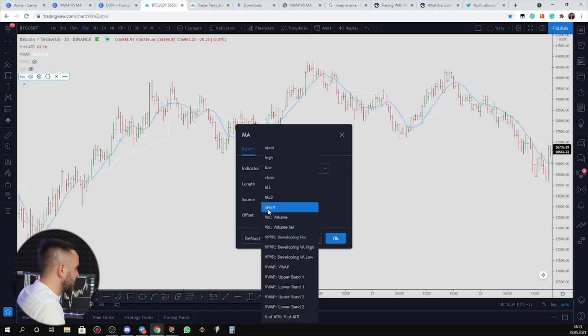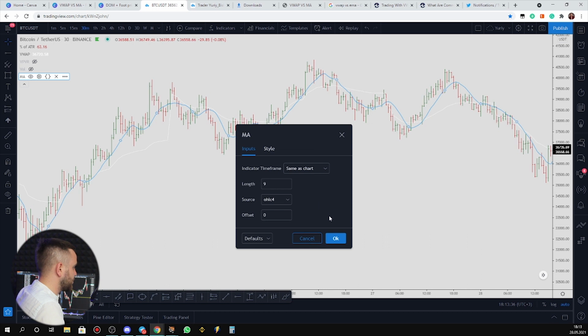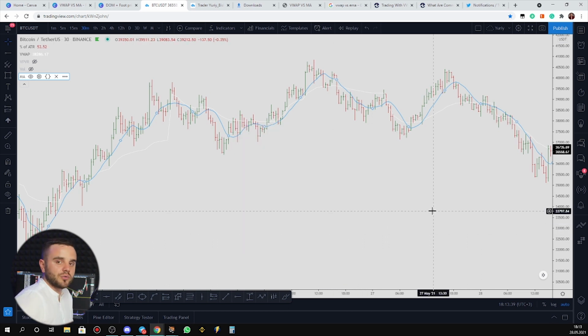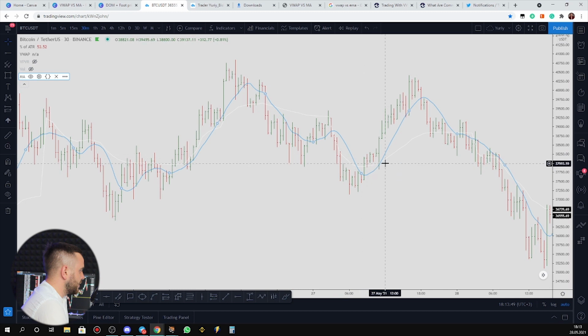Open-high-low-close is the average price of a candle. That means it doesn't matter where most of the trades happened. Most of the trades could be concentrated in one part of the candle. Take a look at how VWAP differs compared to the moving average. As you can see, VWAP is here below.